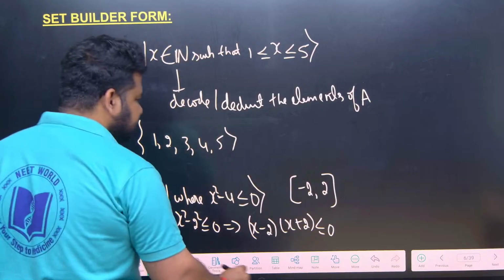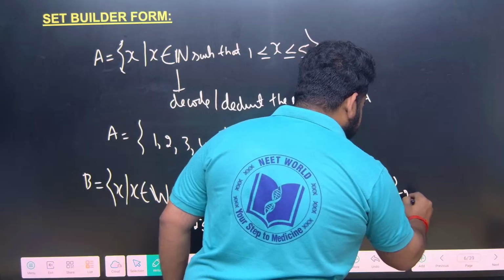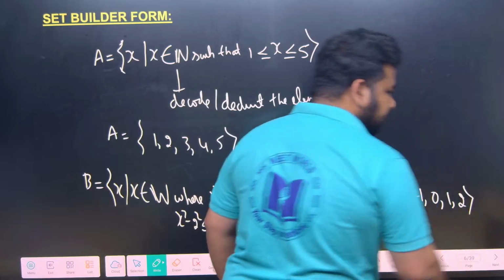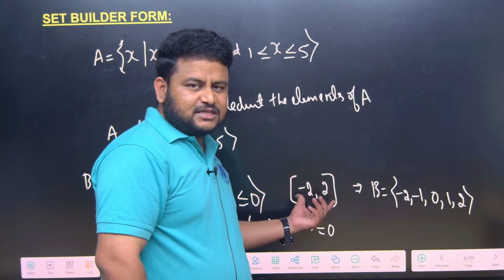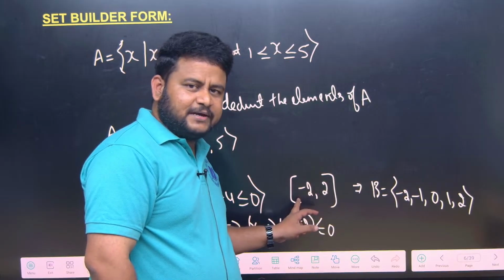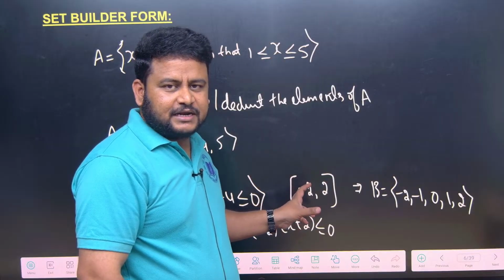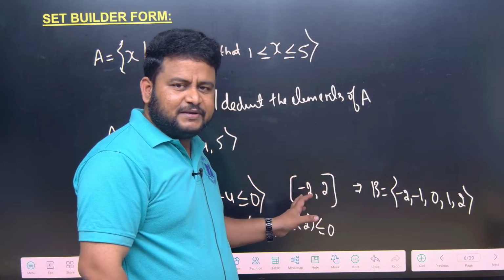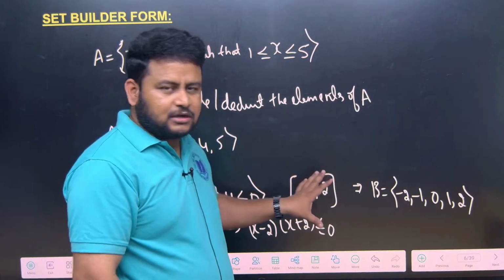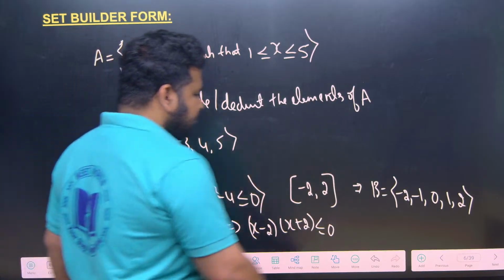So set B can be written as minus 2, minus 1, 0, 1 and 2. That is the meaning of this closed or square bracket: it includes all the elements from minus 2 to 2, including minus 2 and 2. But if I write an open bracket, it includes all the elements between minus 2 and 2, but excludes minus 2 and 2. About this I will talk in detail when I talk about intervals. Clear? So this is how we have set builder form.